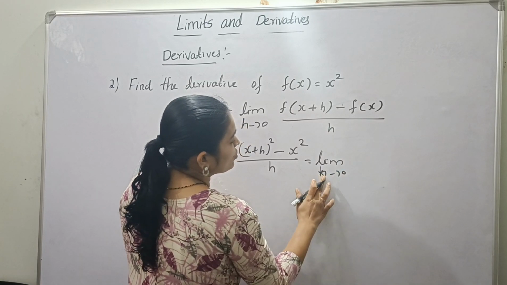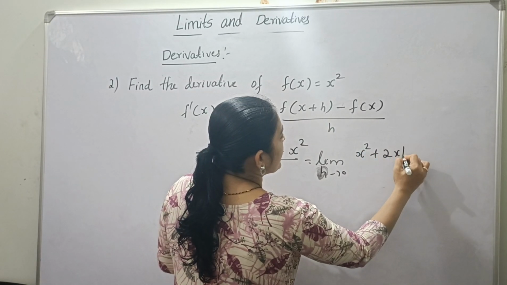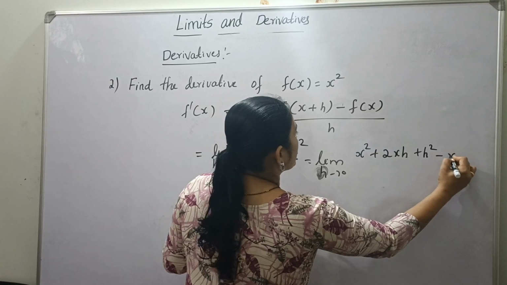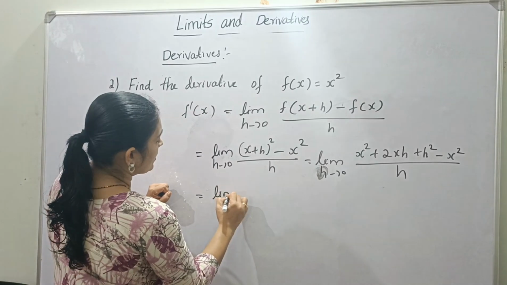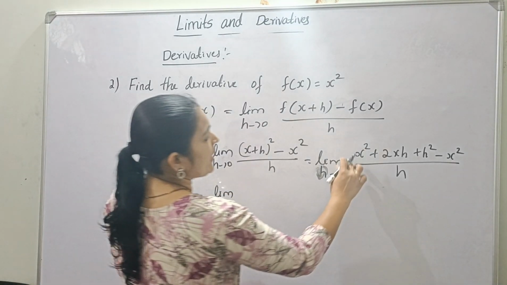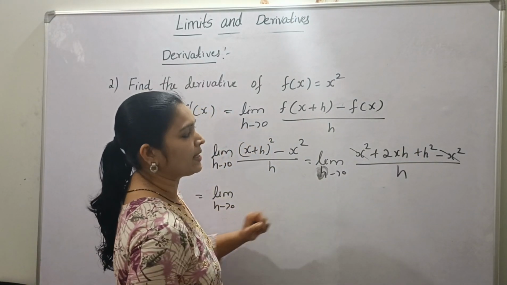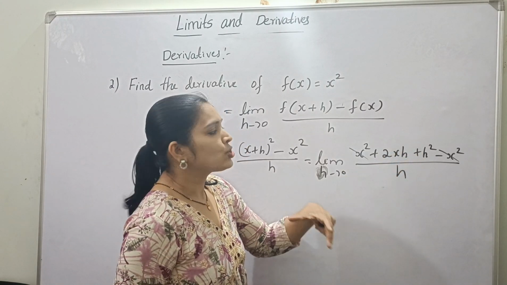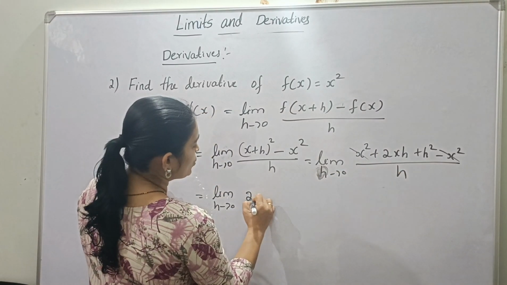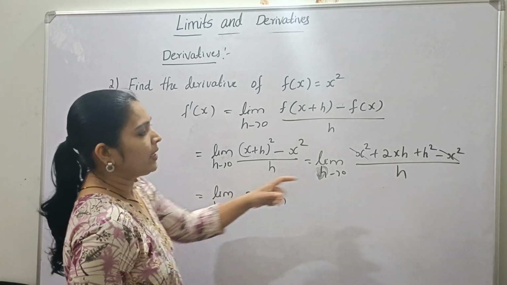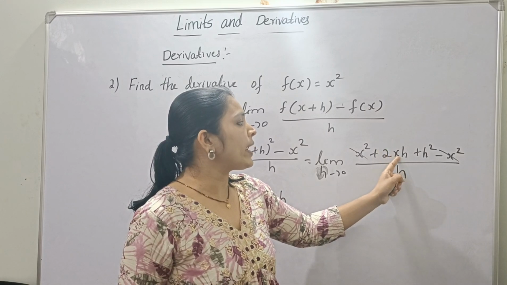Limit h tends to 0, x square plus 2xh plus h square minus x square divided by h. See here, x square minus x square cancelled. Then h will be cancelled, right? In both terms h is common, so we can take it out and cancel. So remaining 2x plus h, right? In this term h is cancelled, and one h is cancelled from h square. So remaining 2x plus h.